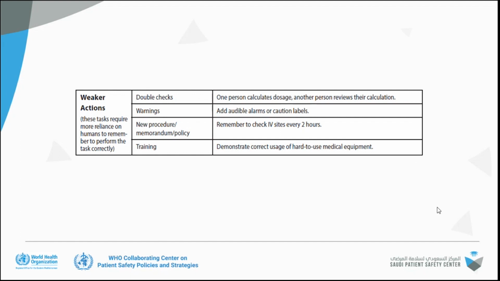Excellent. Kamar and Dalia, they answered correctly. It is independent checking. For example, if I have a high risk medication that I want to administer to the patient and I want to calculate the dose, I'll do my own calculations and my colleague should do his own calculations with the respective steps. This is redundancy. While in double checks, I do the calculation and my colleague checks my calculation. He will not go through the same steps I went through. Take caution also that warnings, new procedures or memos or policy, and training, all of these are considered weak actions.